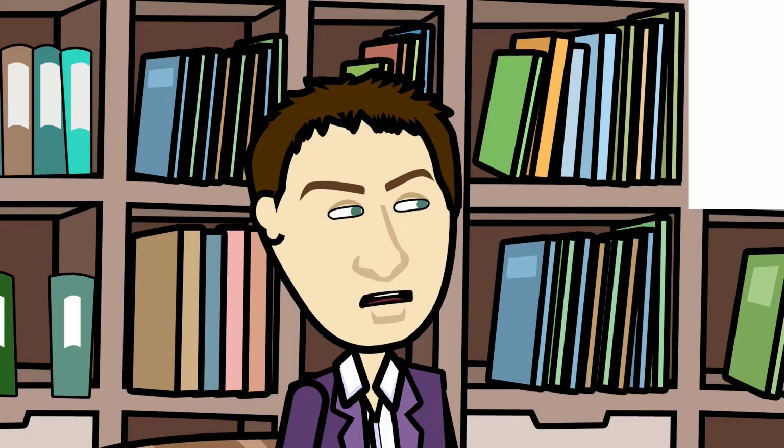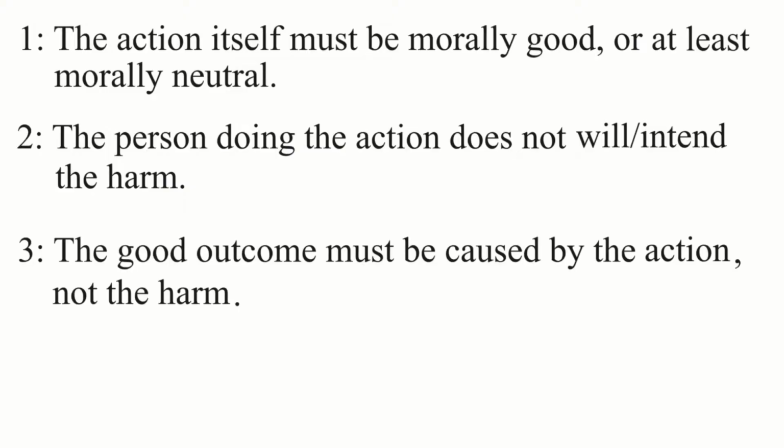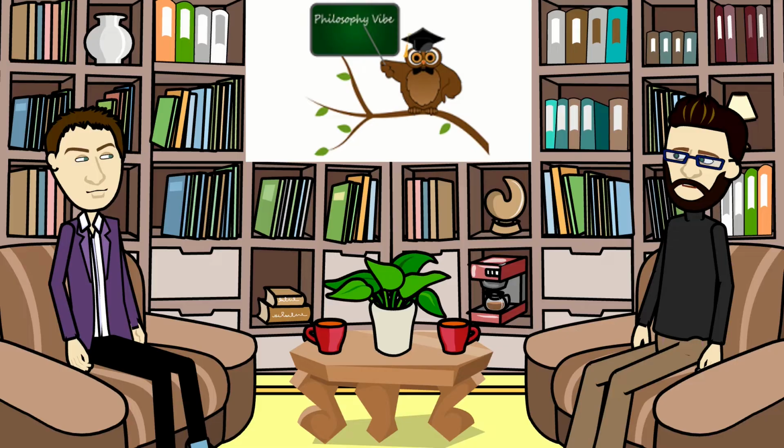The third condition is that the good outcome must be caused by the action, not the harm that happens. So, if the harm directly causes the good consequence, this is using a moral bad to create a moral good, which is not permitted. The doctrine is merely allowing a moral bad to happen as a side effect in achieving a moral good, not that the moral bad is happening for the sake of achieving a moral good. So, a good result does not justify evil means.